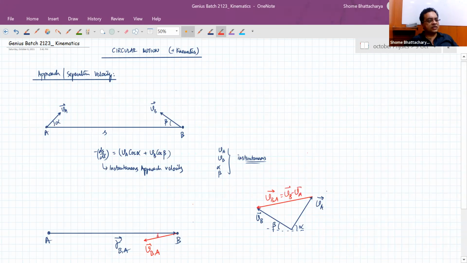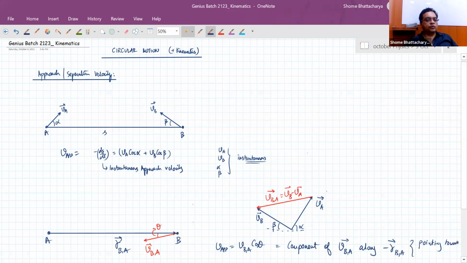Another way of expressing it is that if this angle is now theta, then the approach velocity is equal to the component of VBA towards A, that is, the component of the relative velocity of B with respect to A along minus of RBA, or that is pointing towards A. This is the idea.